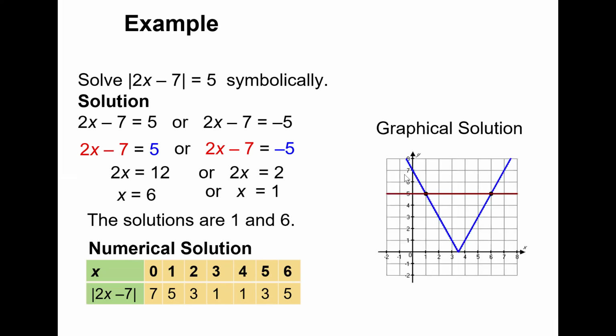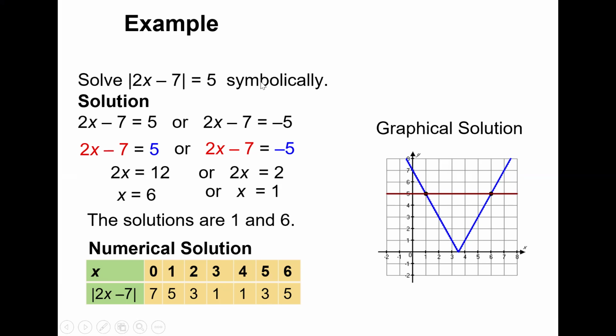Now, graphically, could we do it? Well, yeah. We could plug in values, basically the same as we have here. We know that if we plug it in, that's where our 5 is, and here's our absolute value. We plug it in, get these values, and we see that it's at 1 and 6. So all three different ways work.